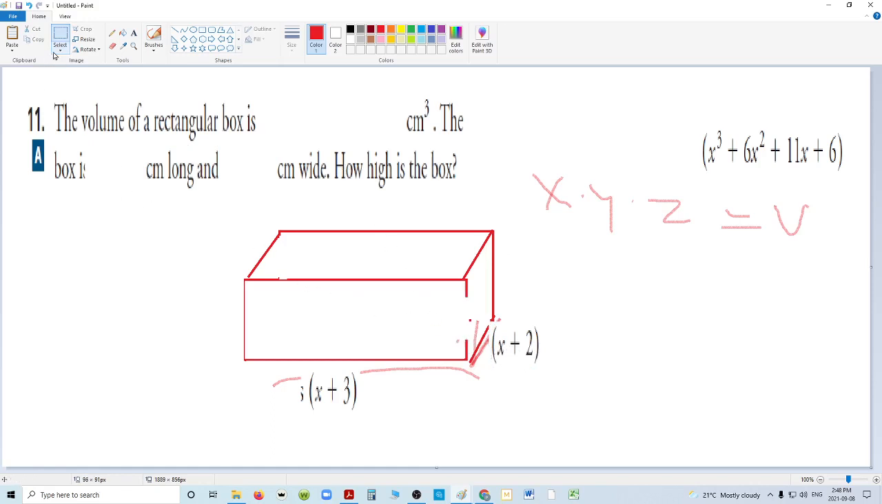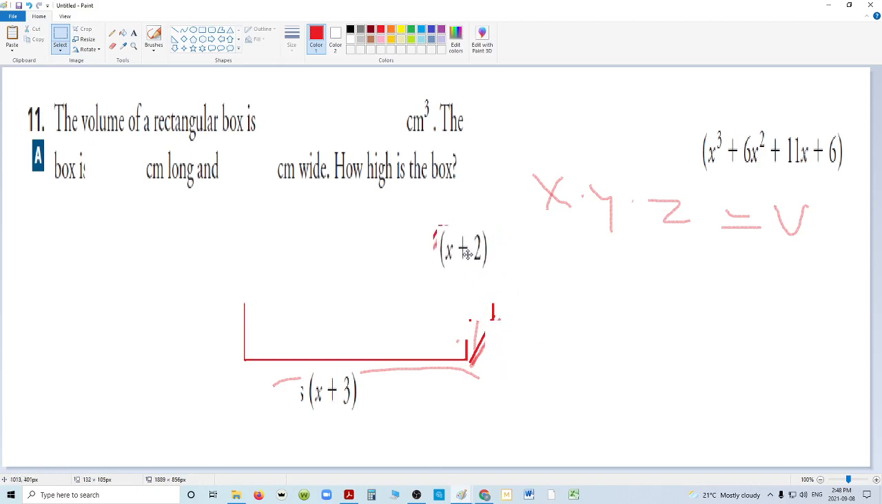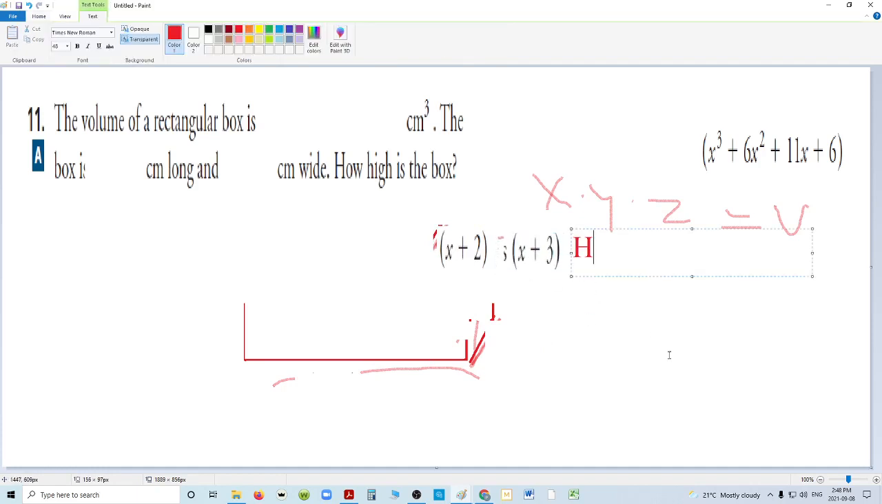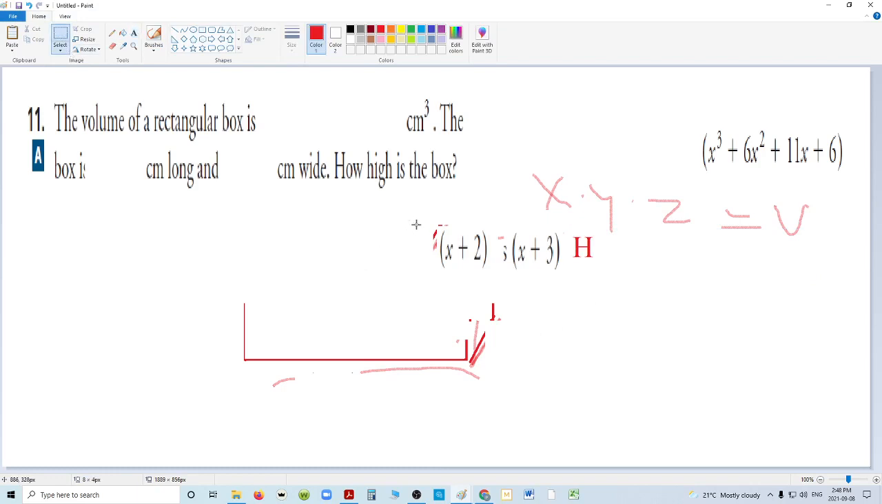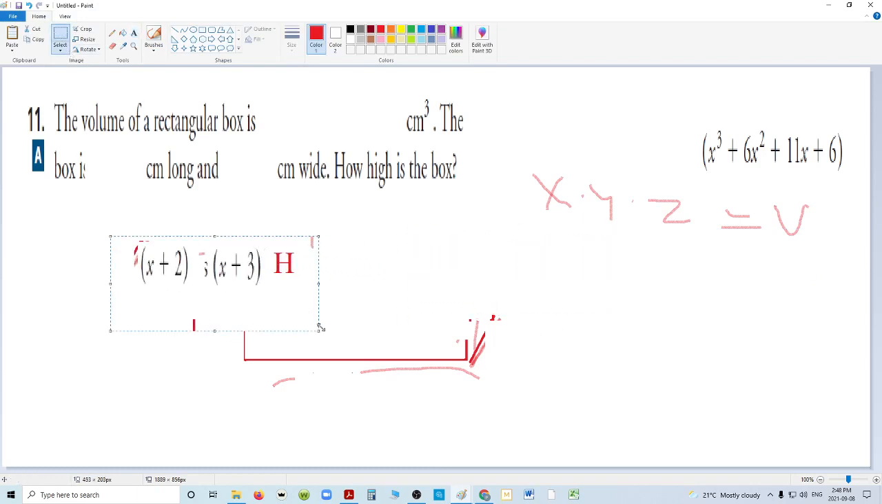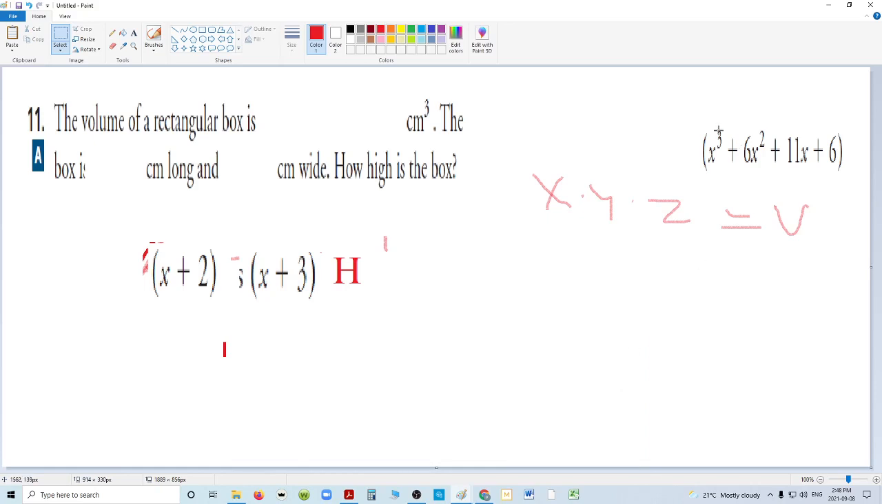Which means if I write this in mathese, x plus 2 times x plus 3 times our missing value h is going to equal what? It's going to equal your volume.